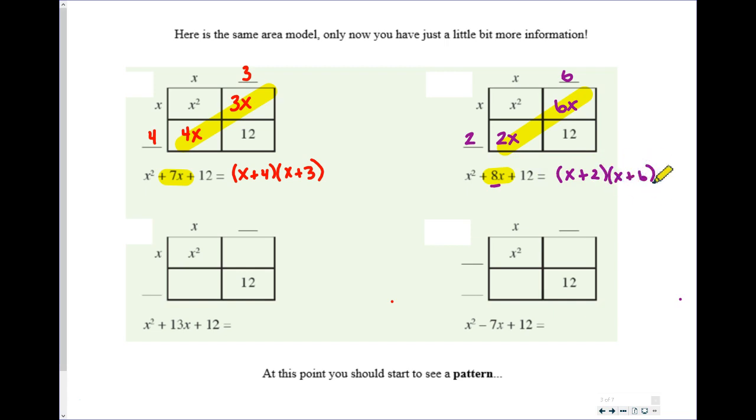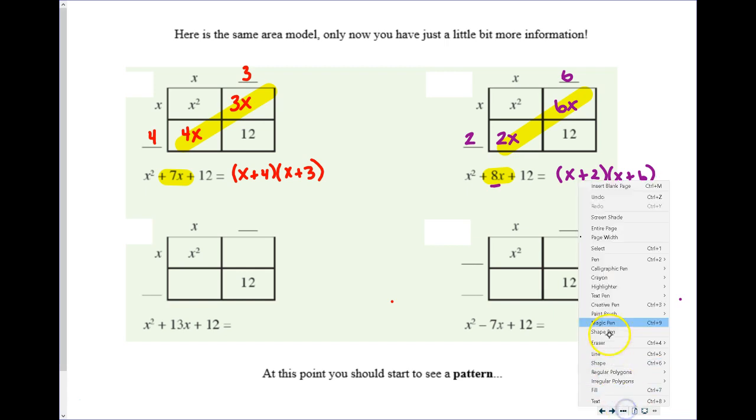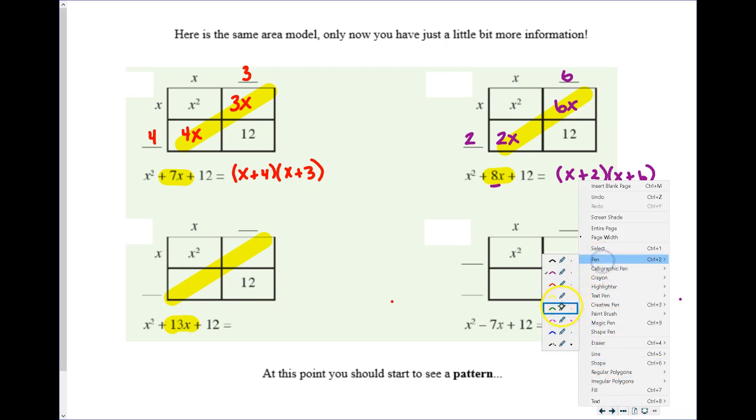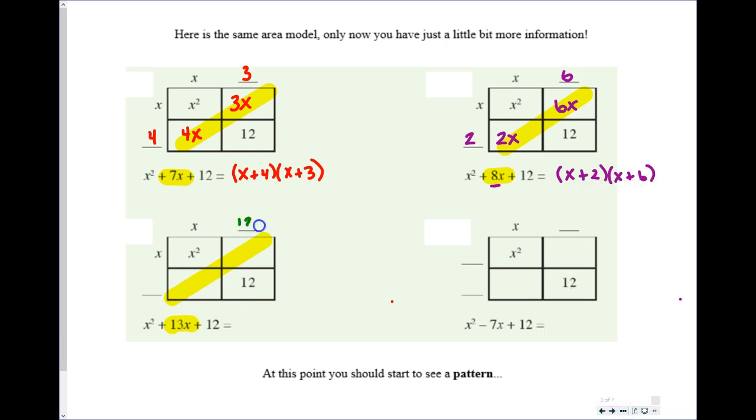Okay? How about the third one? The third one, what do I need to multiply to 12 but add up to 13? Well, that's just like the one we did before with 12 and 1. 12 times 1 is 12, and 12 plus 1 is 13. So with that little extra piece of information, I can find these a little bit easier.